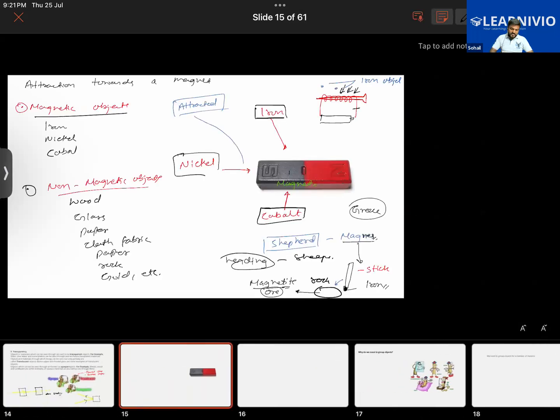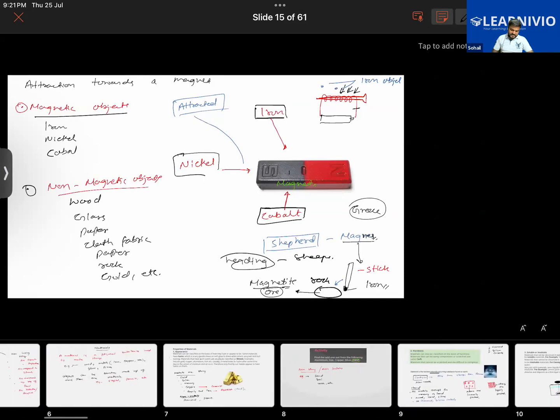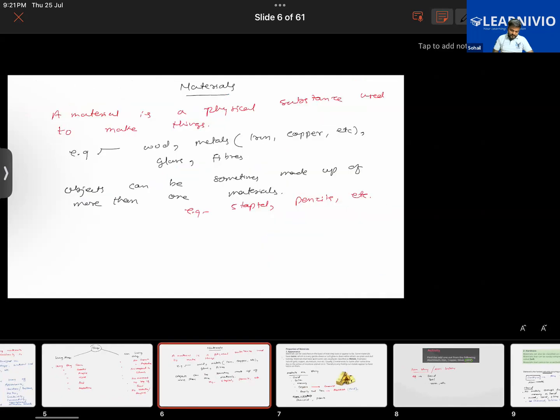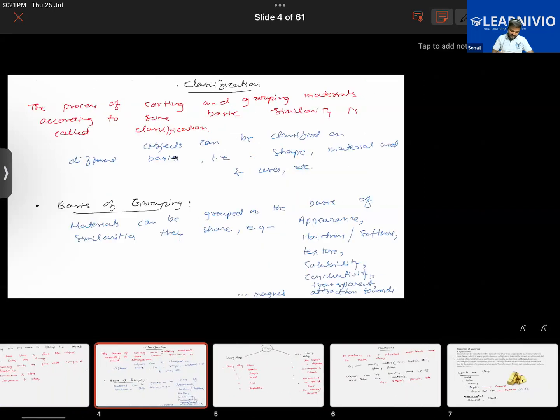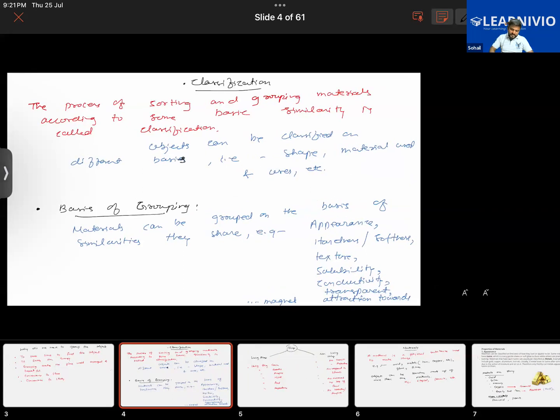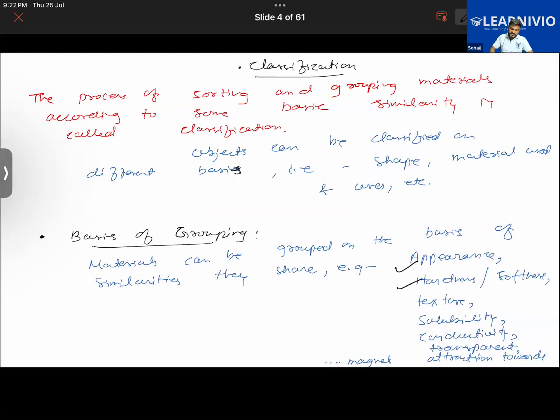So we have magnetic objects and non-magnetic objects. That is another basis of classification which we have learned. To see if any basis was left, we have learned so far about appearance of objects, hardness and softness, solubility, soluble and insoluble, and whether it is transparent or opaque. Next is conductivity that we have to discuss: whether an object conducts heat or electricity, or does not conduct. On that basis, what kind of object we have.